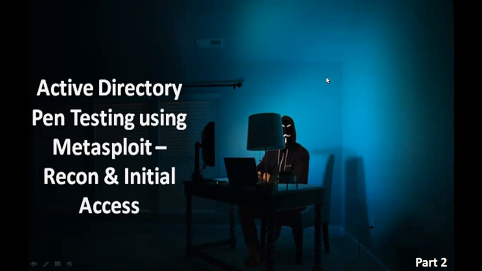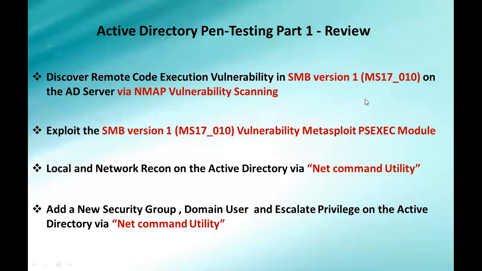So today we'll be talking about some other methods that are used for enumerating Active Directory during penetration testing. During our last session, we were able to achieve these tasks. First of all, we used Nmap to scan our Active Directory, and we were able to discover a remote code execution vulnerability in SMB version 1. This vulnerability allows us to remotely access or connect to the Active Directory and run certain payloads.